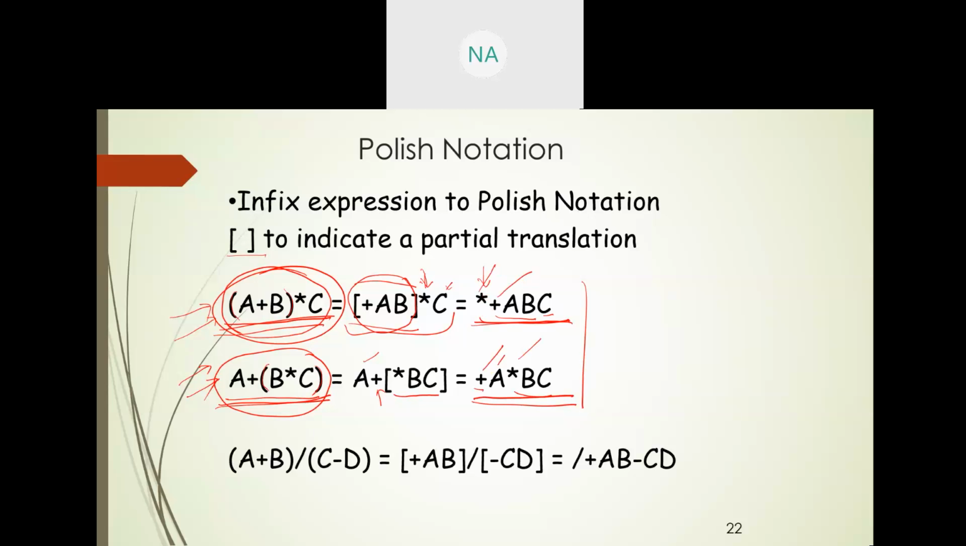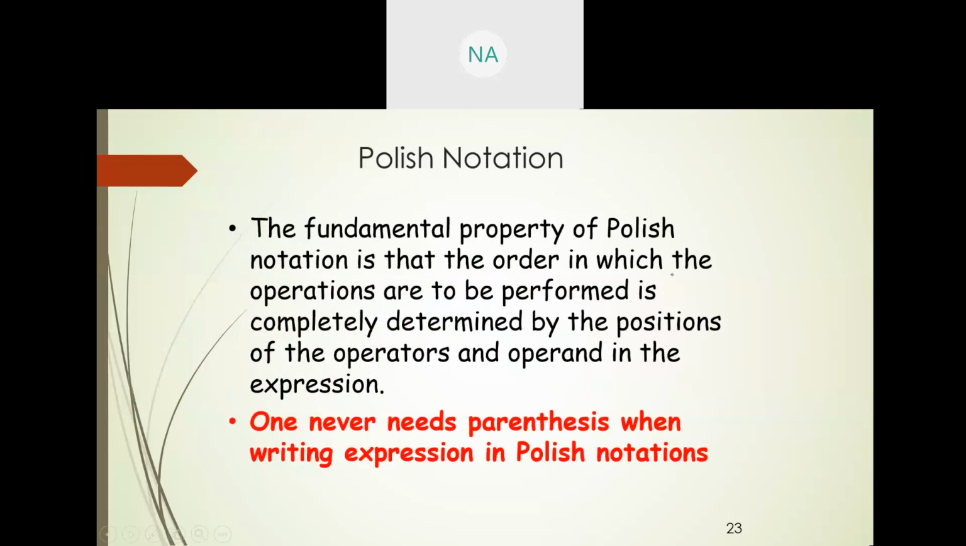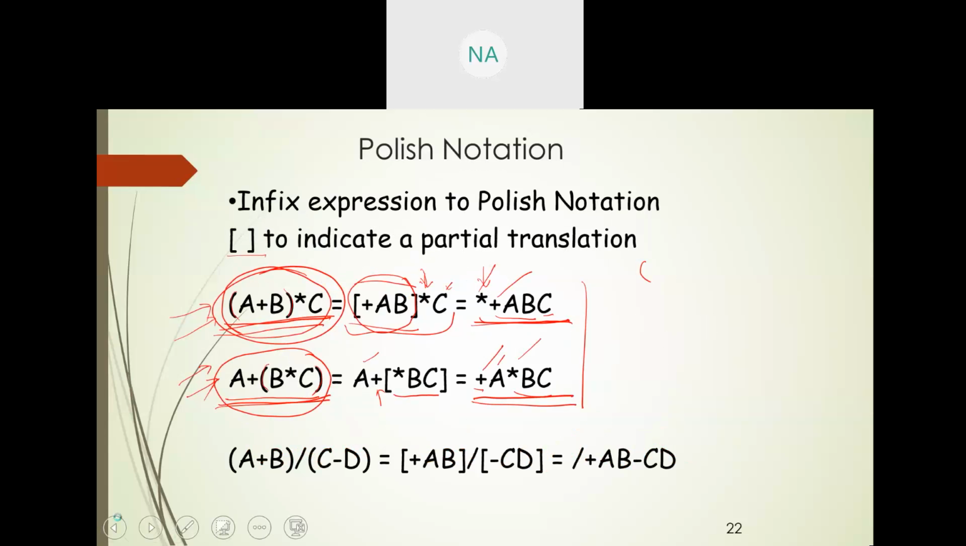So the advantage of the Polish notation is that there is no need to use parentheses. The Polish notation itself indicates the order of evaluation of each operator. This is the advantage of the Polish notation. The infix notation needs either use of parenthesis or use of some precedence rules. Polish notation and reverse Polish notation do not require any such thing. There is no need to use either precedence rules or parentheses, right?